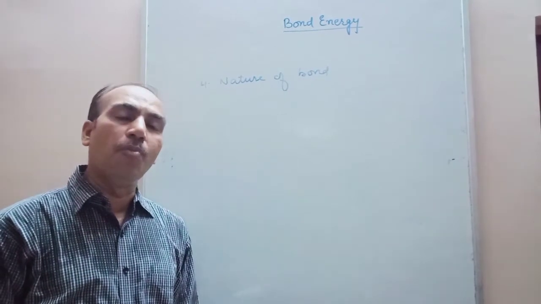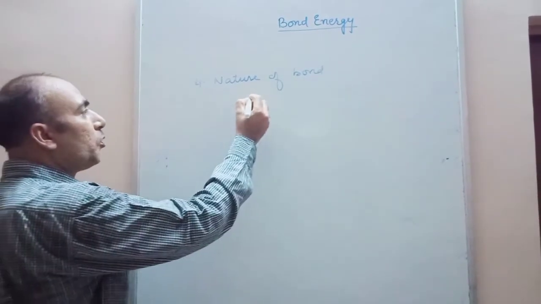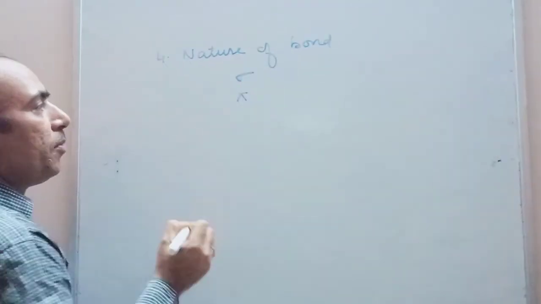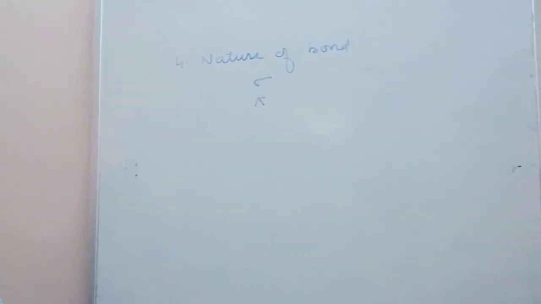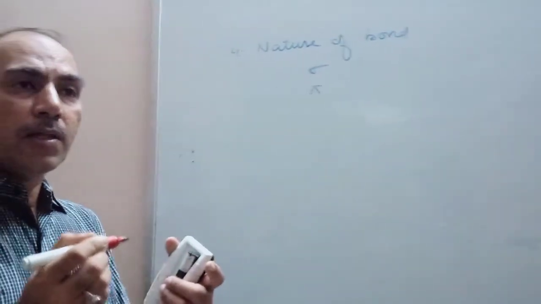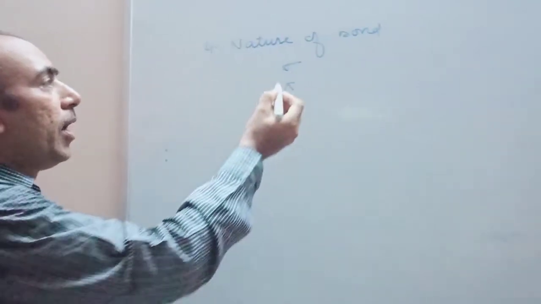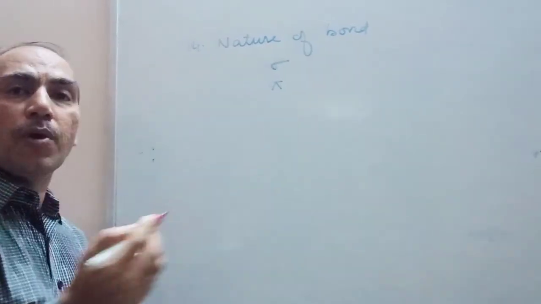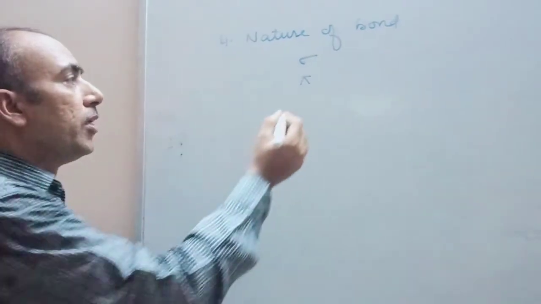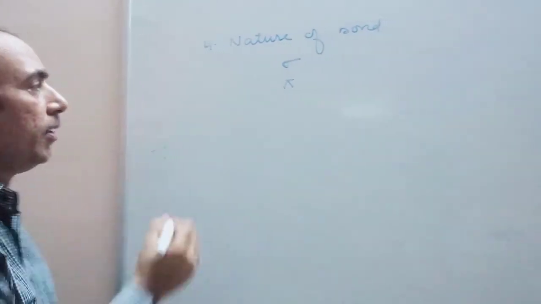Next is nature of bond. See, the bond can be of two types. Sigma bond is formed by coaxial overlap and pi bond is formed by collateral overlap. The bond formed by sigma is of more overlapping. The overlap is more, so energy will be higher in case of sigma bond, and the overlapping is less in case of pi, where there is collateral overlapping. The bond energy will be less in case of pi.